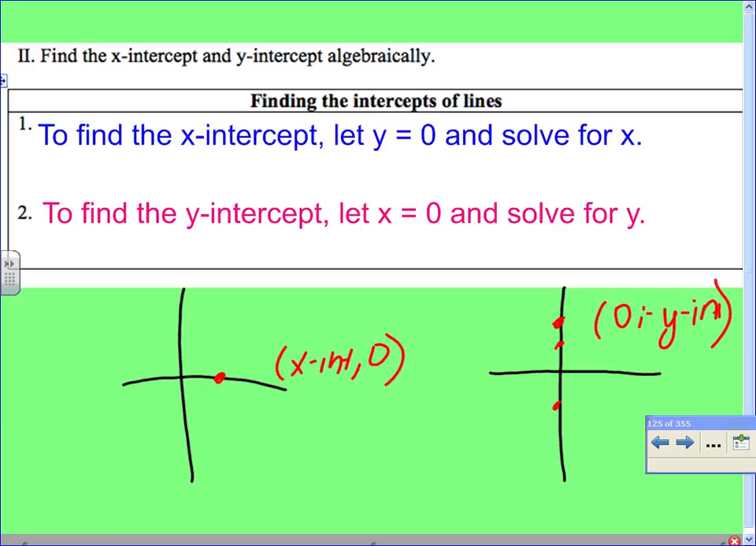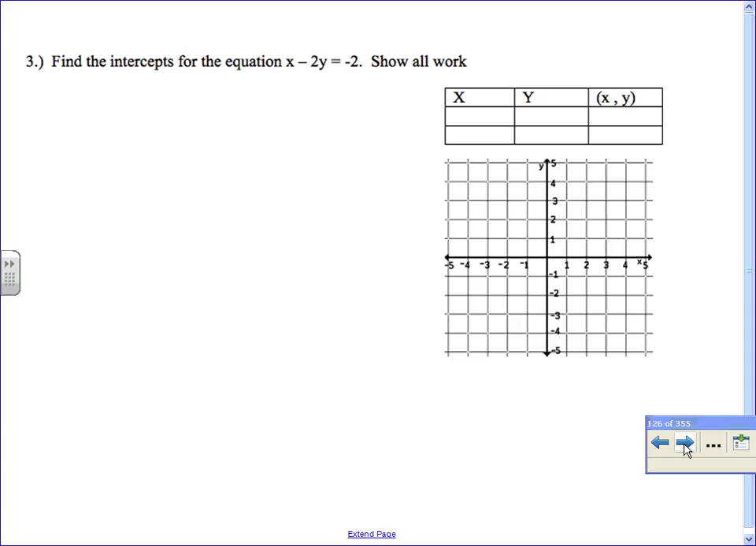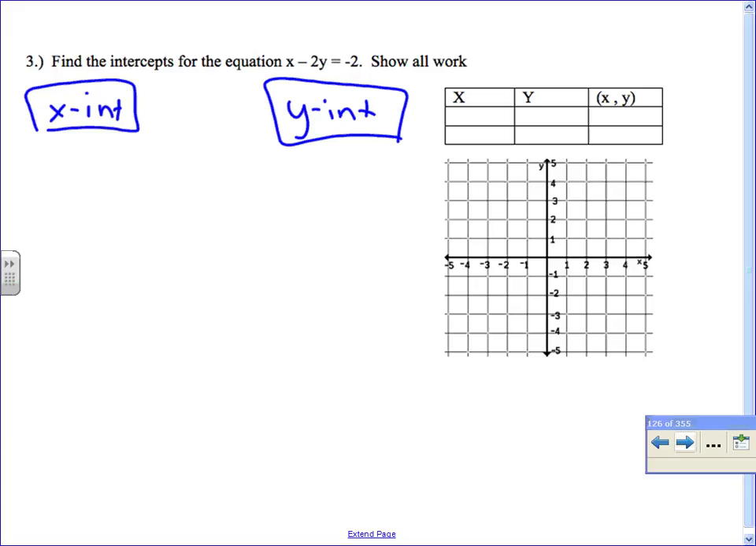All right, so let's do the first example together. Okay, find the x and y-intercepts for the equation x minus 2y equals negative 2. I want you guys to write down x-intercept, put a box, y-intercept, put a box. Okay, let's find one at a time here. Okay, Zach, to find the x-intercept, where do we put 0? Good. So we need to put 0 in for y. So we have x minus 2 times 0 equals negative 2.